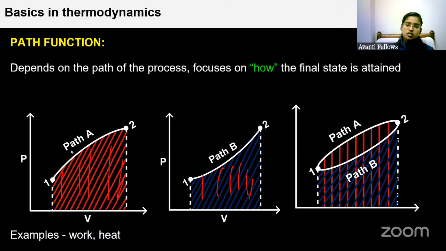This is called the path function, and the examples are work and heat. Work is denoted by W, heat is denoted by Q. So except these two, all other functions are state functions. You memorize only these two. You memorize only the examples of path function, which are work and heat. All the other terms will go into the state function list.